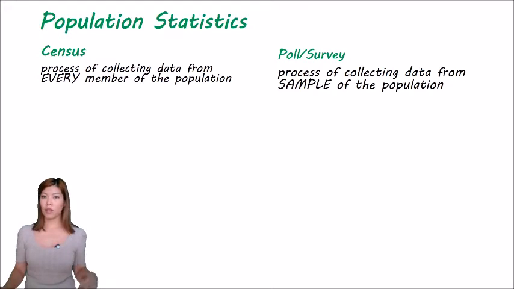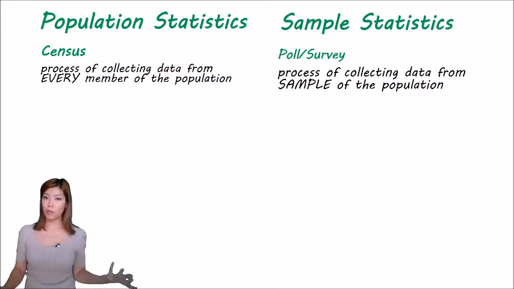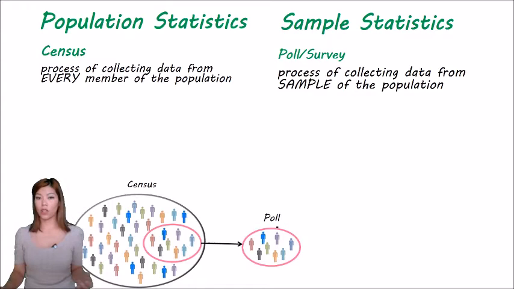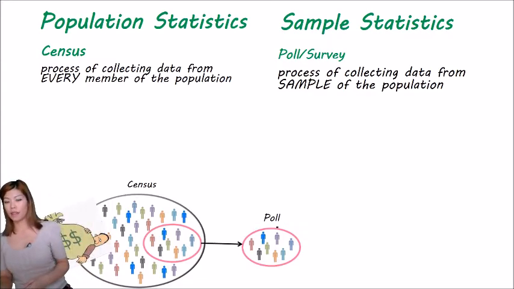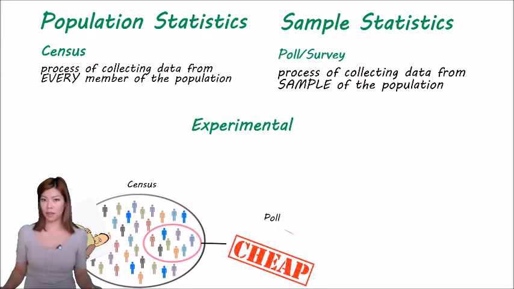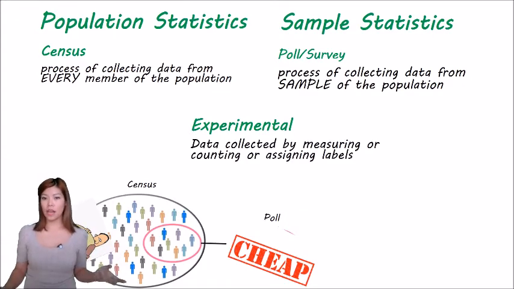So the census is to collect population statistics, so numbers and analyzing everybody, whereas the poll or survey is collecting data under sample statistics, looking at a smaller amount of numbers. And we do that because it costs a lot to run a census. And so we use the sample statistic because it's a lot cheaper to predict the population statistics. And sometimes we can do experiments as well. That's when we collect data by measuring, counting, or assigning labels.